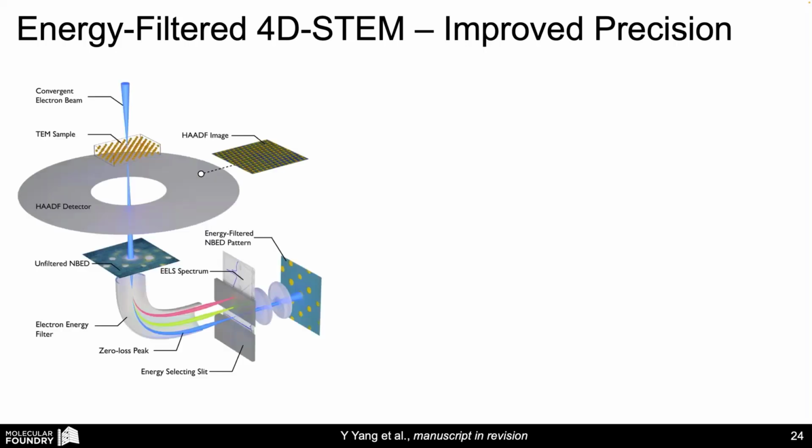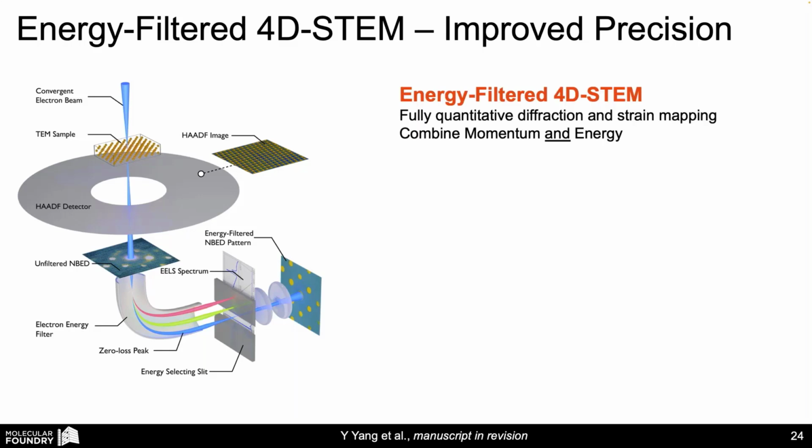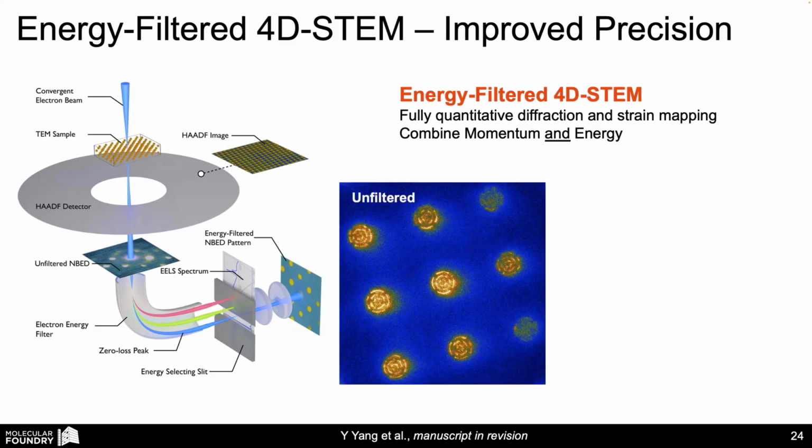Okay, so let's look at even more complex examples. So Anna mentioned 5-dimensional STEM. That's what we're doing here. So this is the same setup I've been describing here. This is from Yang Yang's work, who's now at Penn State and was in Andy Miner's group when we did this work here. So again, our unfiltered nanobeam diffraction pattern and our filtered diffraction pattern, we can compare them by just moving the energy slit in or out of the path outside of the spectrometer, but before the K3 detector here. So what we want to be able to do is do quantitative diffraction and strain mapping on this sample. And so let me show you what that looks like.